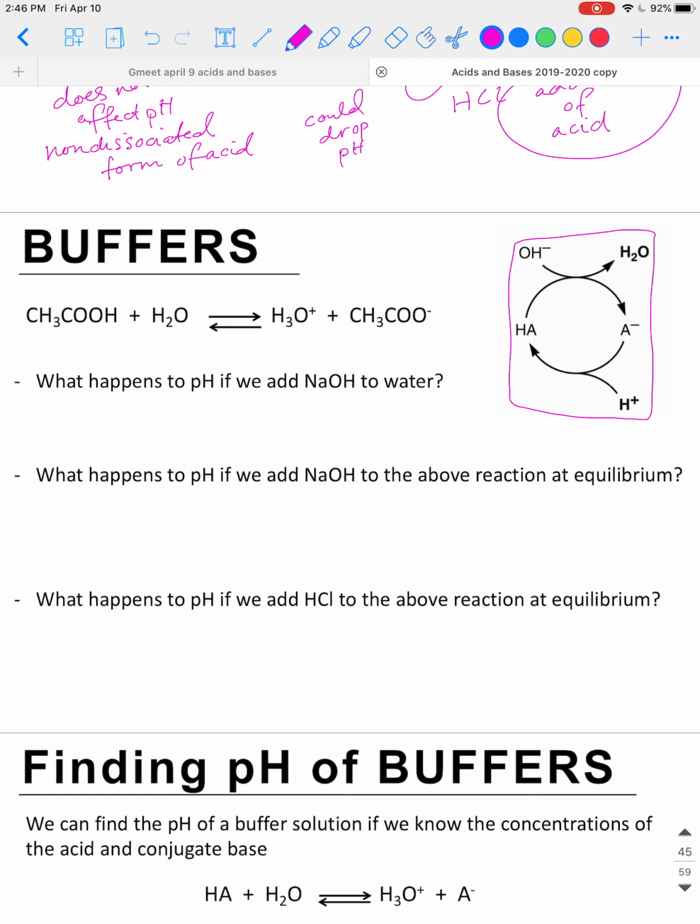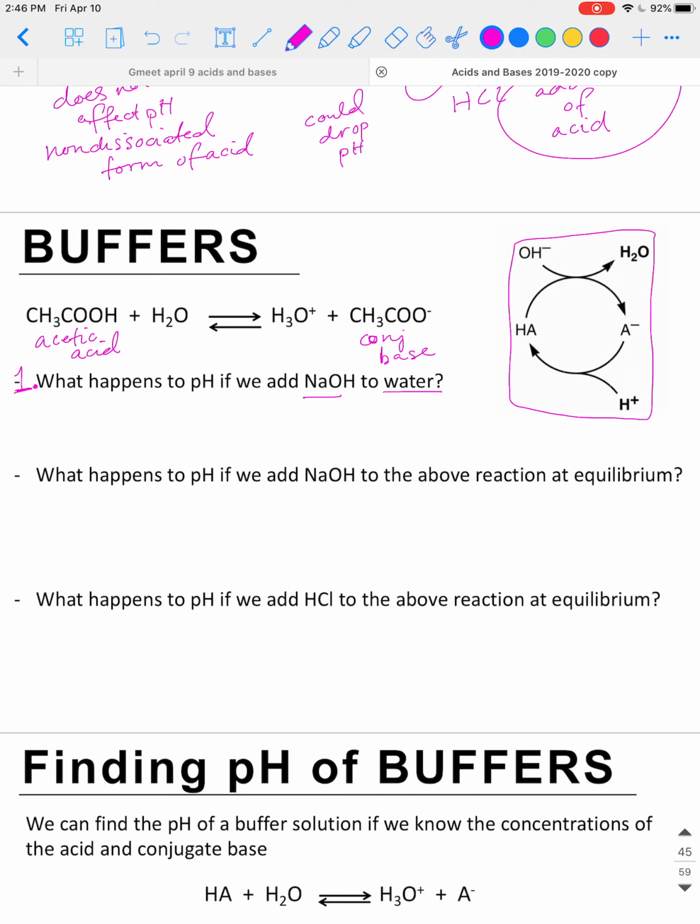Now that I've introduced the buffer diagram, let's pretend we have this buffer right here. This buffer is acetic acid, and here's the conjugate base. So let's walk through some scenarios to reinforce our understanding of our buffer diagram and how buffers work. Let's look at this first question right here. Question number 1, what happens to pH if we add NaOH to water?